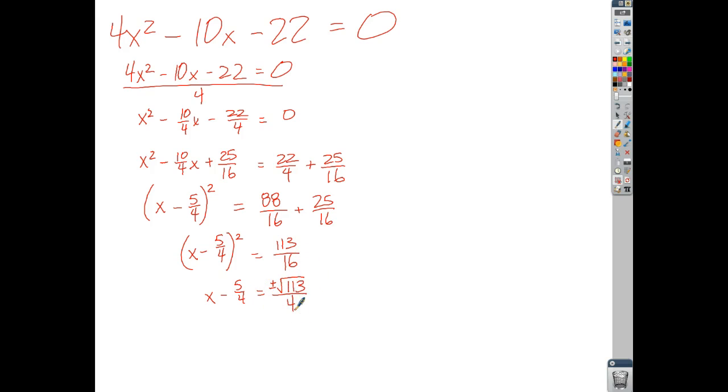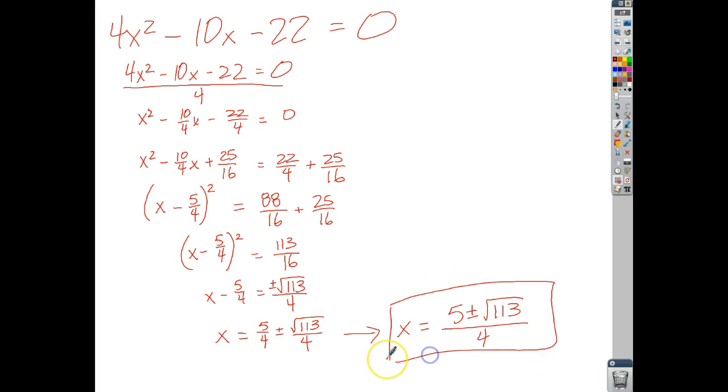All right. Next, I'm just going to add 5/4 to both sides, so I get x is equal to 5/4 plus or minus radical 113 over 4. Okay, or if you wanted to, you could combine this so that it looks like x equals 5 plus or minus radical 113, and then the whole denominator is 4 since these are both the same. Okay, so there you go. All right, that's the solution to this one.